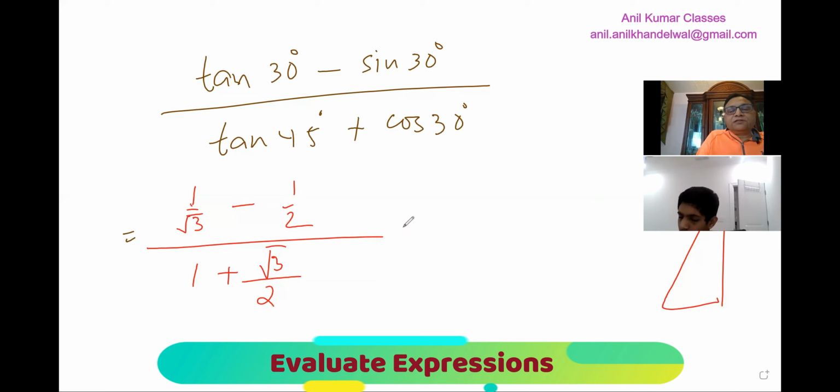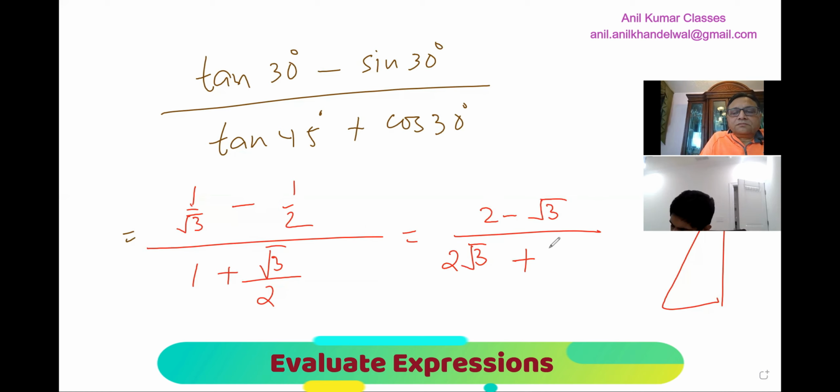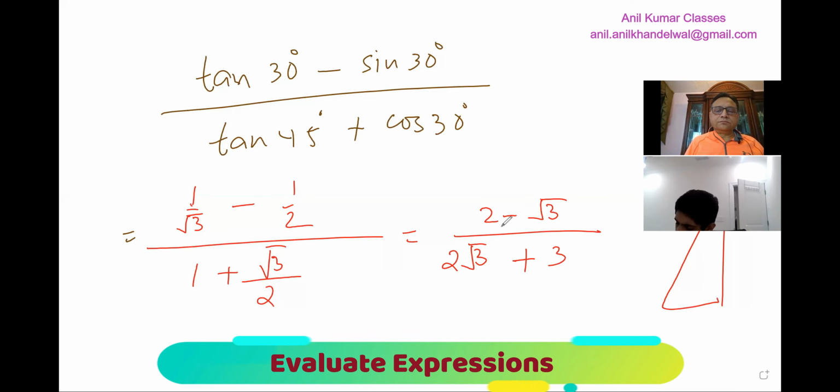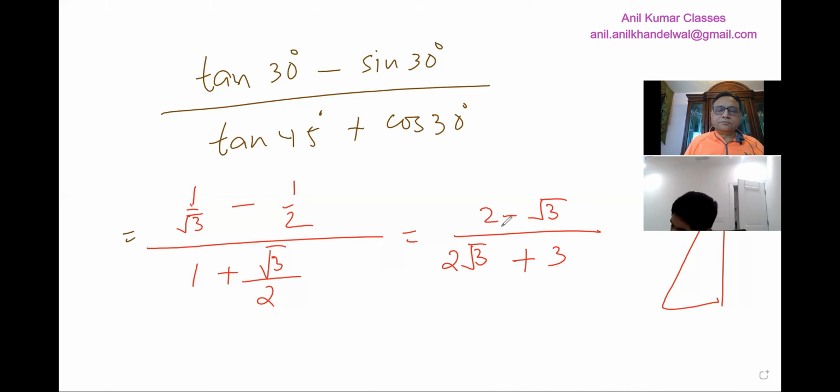So you need to simplify this expression, correct? To simplify, you have square root 3 times 2. You can multiply and then you can simplify, right? So what do you get? 2 minus radical 3 over 2 radical 3 plus 3. So that is what you get. So this is how you can actually simplify these expressions, right?